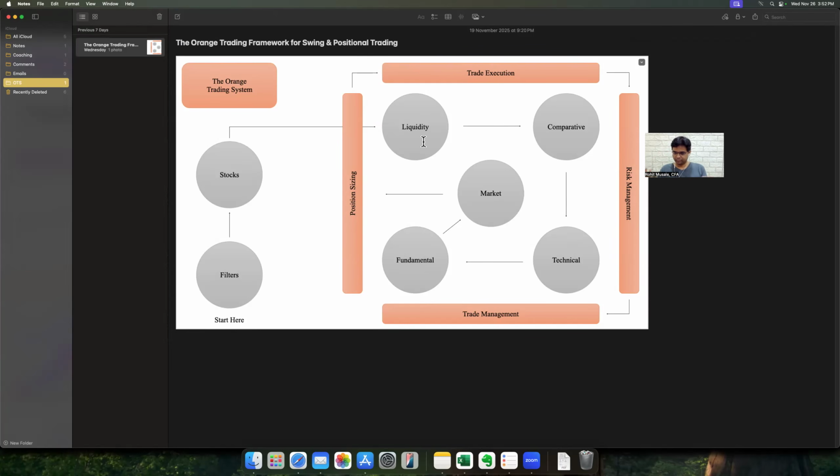That is why I invite you to download this framework, print this, laminate this, and paste it somewhere on the wall where you can see it so that you don't forget any of these aspects when you are selecting stocks for your portfolio, for your swing and positional trading.